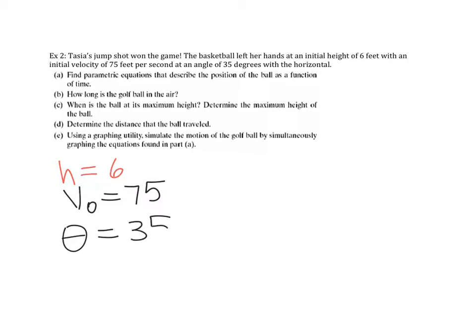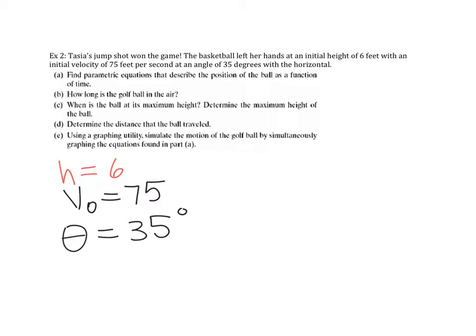Okay, I'm going to do one more example here. So Tasia's jump shot won the game. She's playing basketball and she has an initial height of 6 feet, where the ball leaves her hand at 6 feet. So that's our height. And the initial velocity is 75 feet per second, and the angle is 35 degrees.